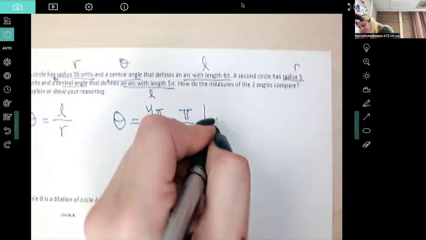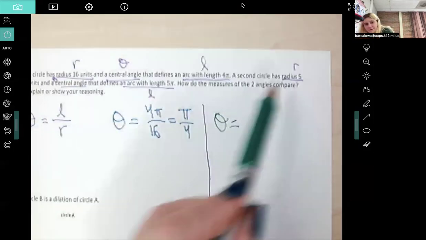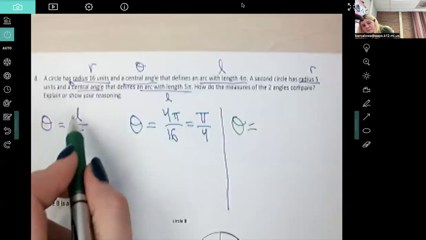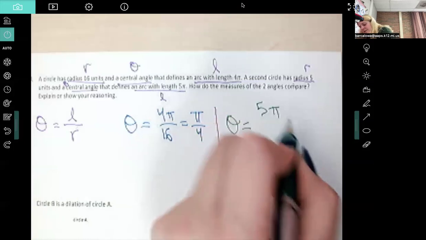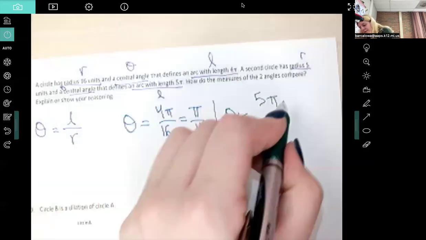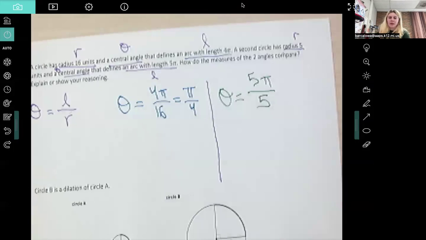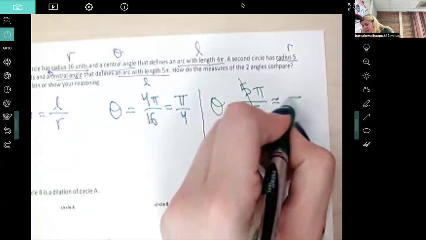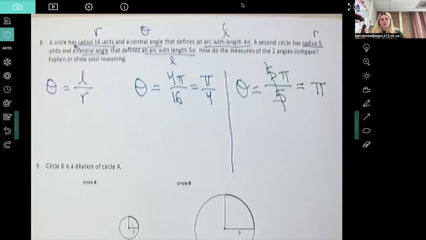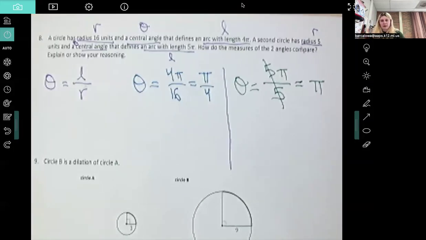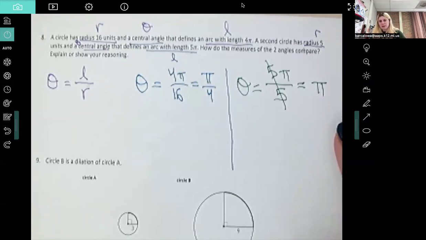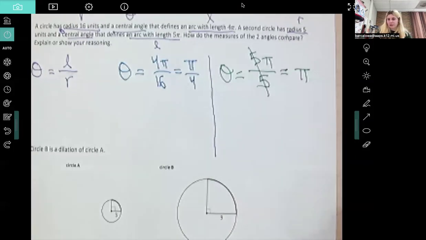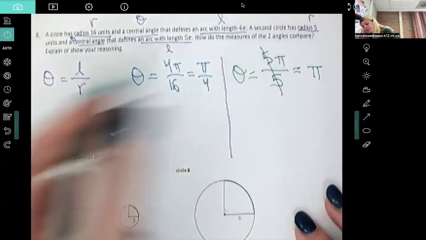The second one has a radius of 5 units and an arc length of 5 pi. So my arc length on top, 5 pi, divided by the radius, 5. Hey, I know what 5 divided by 5 is. That's 1. So it'll go away. This is just pi. So how do the measures of those two angles compare? This one's way bigger, right? Pi instead of a quarter of pi, pi over 4. So how do they compare?